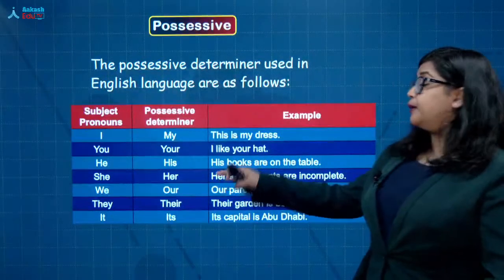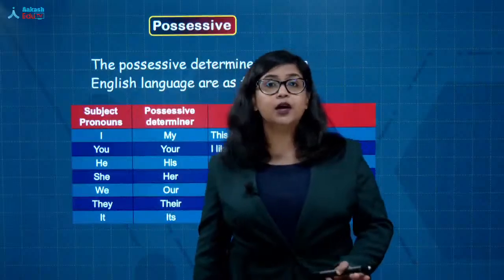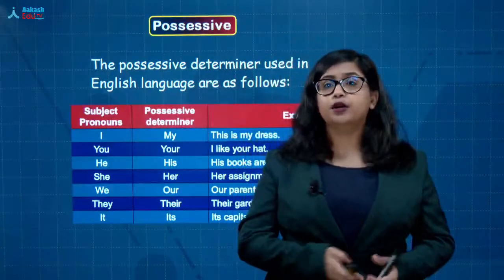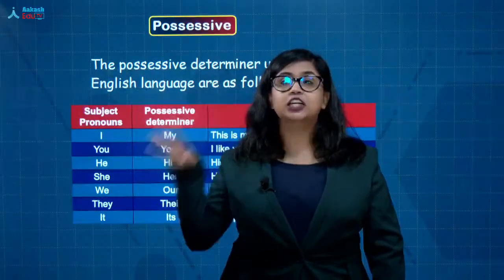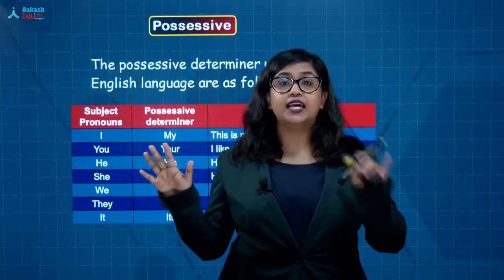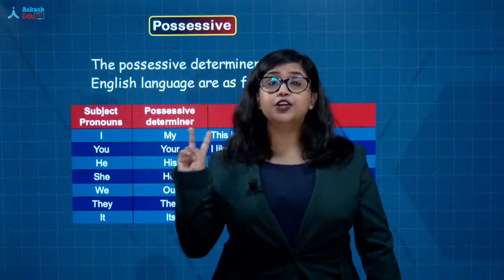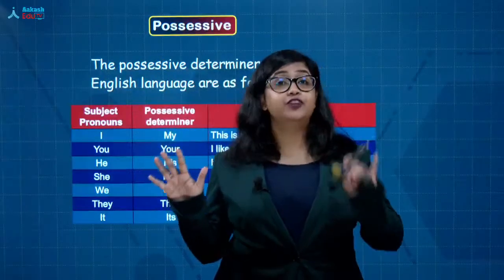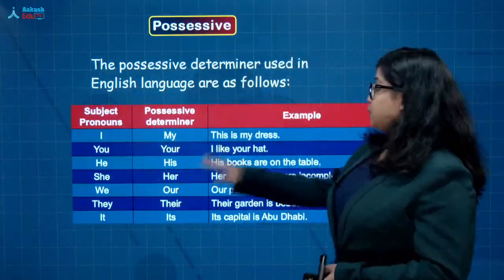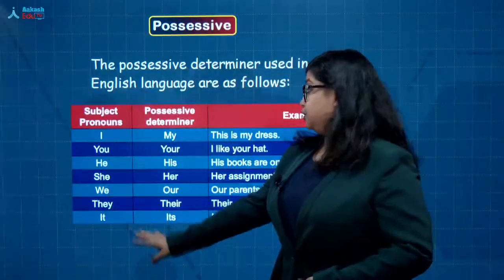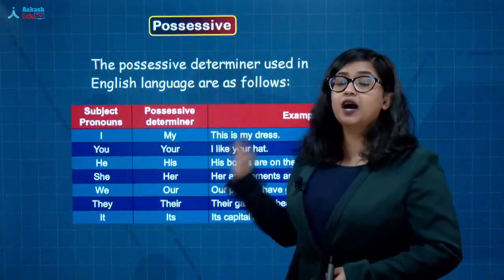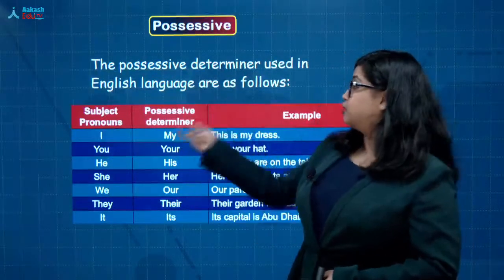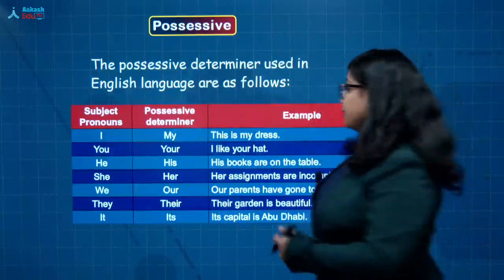Now you know that we have our subject pronouns, right? What are your subject pronouns? Your subject pronouns are I, you, he, she, we, they and it. Now I changes to my. Okay, so my is your possessive determiner. I changes to my.